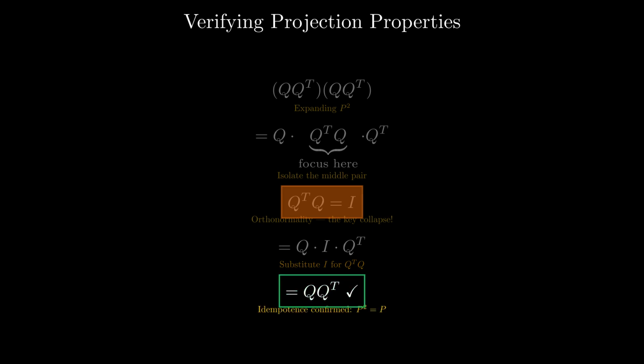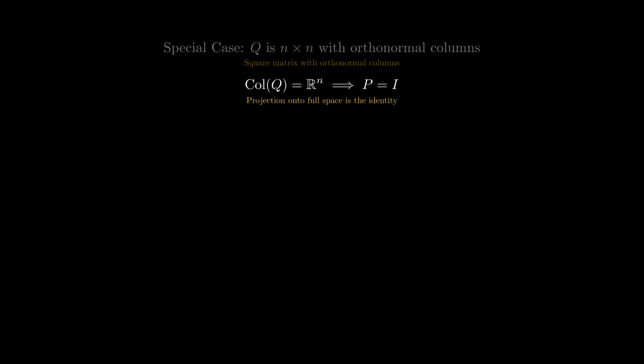Notice the key move here. Q transpose Q appeared sandwiched in the center of the expression and collapsed to the identity. That single collapse is exactly why orthonormality makes projections so clean. Now let's look at an important special case. When Q is square, meaning it has n orthonormal columns in Rn, its column space is all of Rn. Projecting onto the full space changes nothing, so the projection must be the identity matrix.